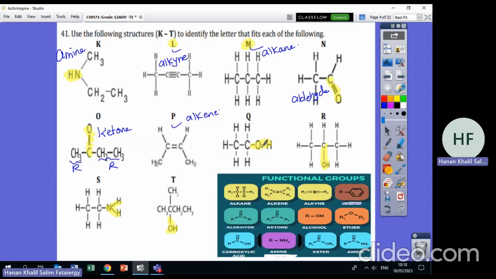طيب let's see this one. This one having O and H, it is alcohol. تذكروا الالكوهول فيه OH. So this is called alcohol. Also this one has OH, so this is called alcohol. This one has nitrogen, so it is called amine. This one has OH, also this is called alcohol. Okay? طيب, now next.